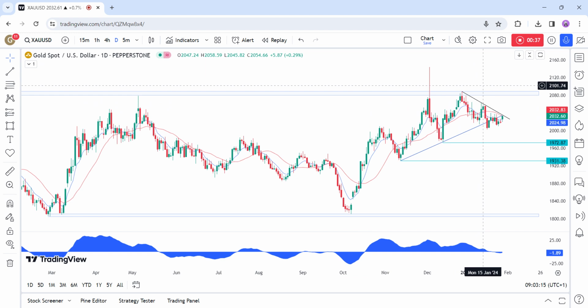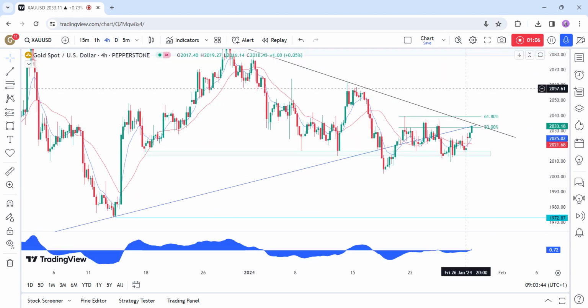Now, on the daily chart, we can see that gold has pulled back into this key downward trend line where we can also find the confluence of the broken upward trend line and the red 21 moving average. This is where the sellers will likely step in with a defined risk above the trend line to position for a drop into the 1972 level. The buyers, on the other hand, will want to see the price breaking higher to invalidate the bearish setup and position for a rally into the 2080 resistance.